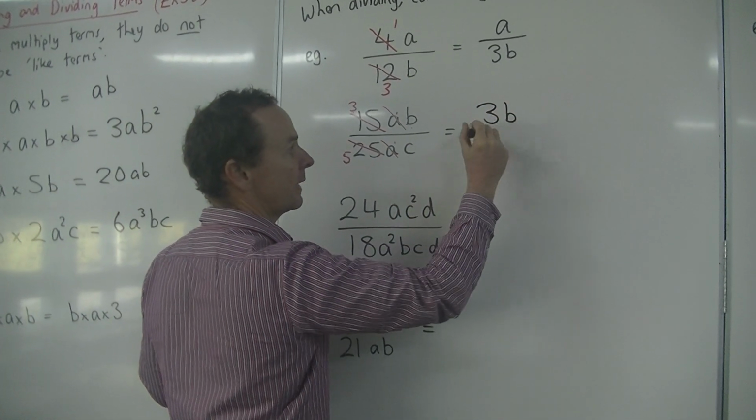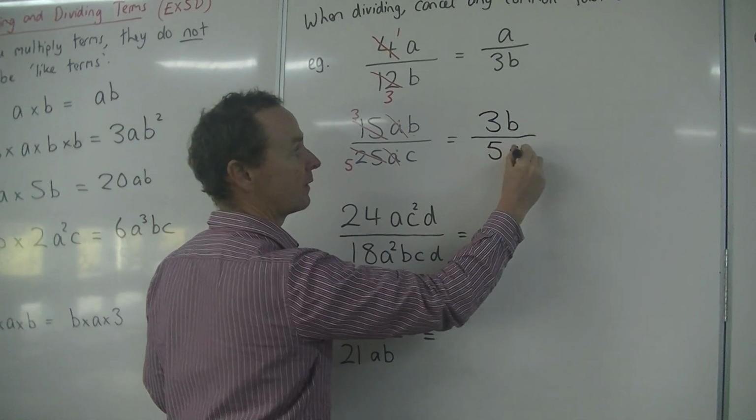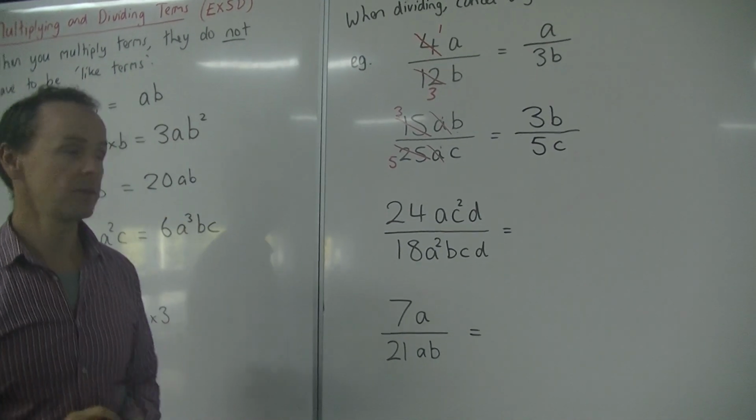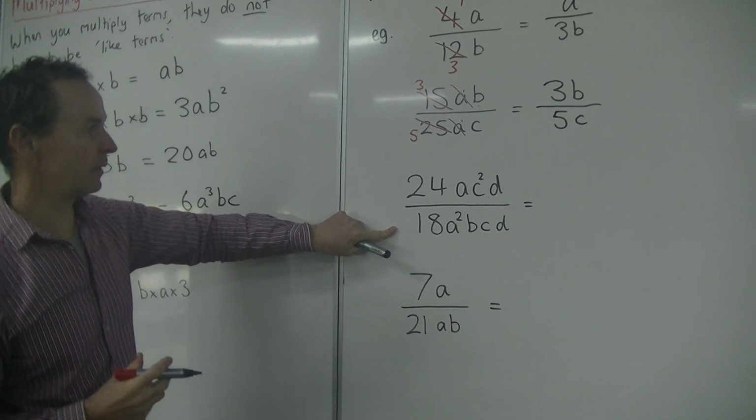So we've got 3B. And on the bottom line, we've got 5 times C. So 5C. And that's it. It's pretty simple, hey? Alrighty, let's look at this really complicated one.